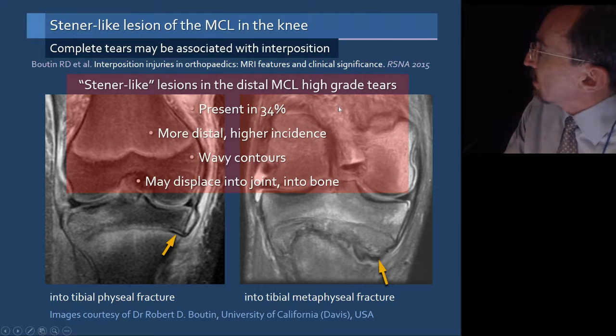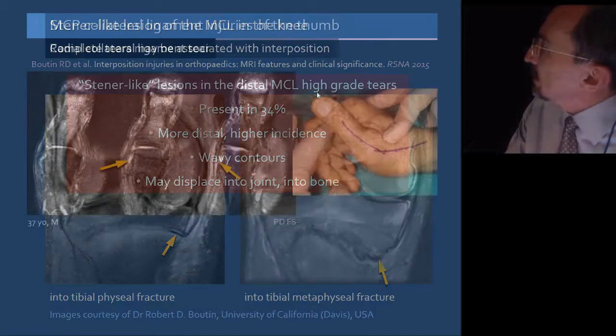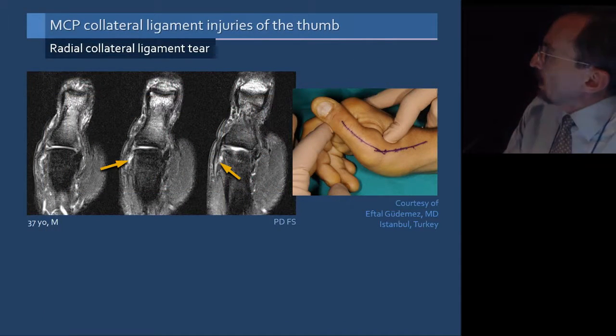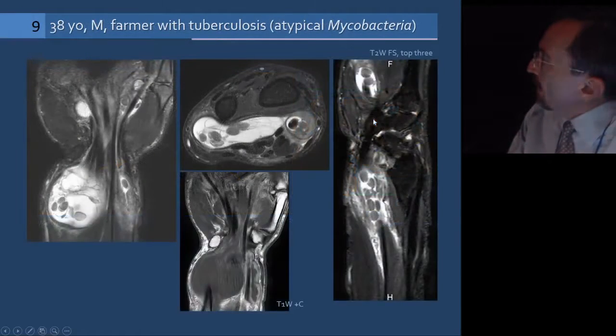And they are seen with the distal MCL high-grade tear. So Stener, the name Stener, is also being more and more used in terms of interposition injuries. There is also the possibility of radial collateral ligament tears as shown here. And when this happens, there is this increased laxity of the finger to the ulnar side as opposed to the radial side with the Stener lesion.